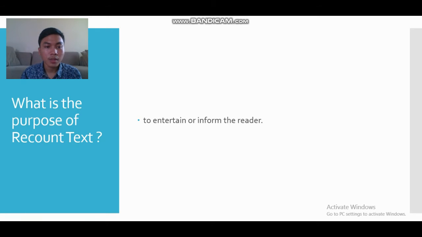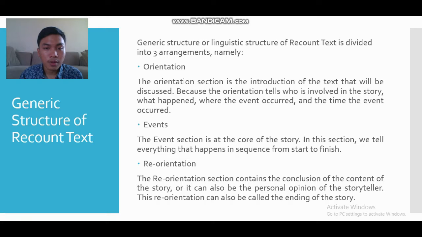Okay. Next, generic structure of recount. The generic structure or linguistic structure of recount is divided into three arrangements. Namely, there are orientation, events, and reorientation. First, orientation. The orientation section is the introduction of the text that will be discussed, because the orientation tells who is involved in the story, what happened, where the events occurred, and the time the events occurred.